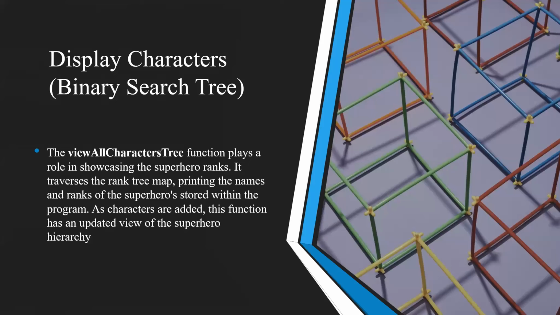Display characters. In the menu, option number 6 gives you the option to select this, which uses the function view all character tree that plays a critical role in showing the superhero ranks. It uses the traverse function, outputs the traversal order of the ranks, and prints out the superheroes and the ranks.